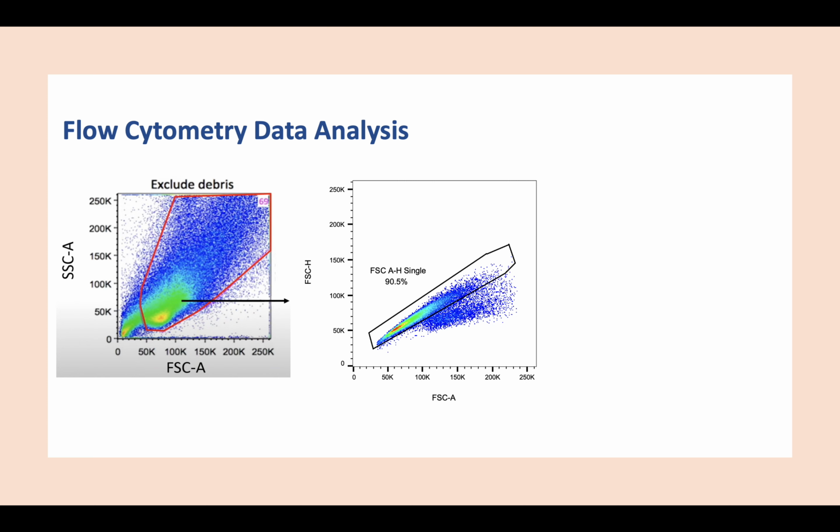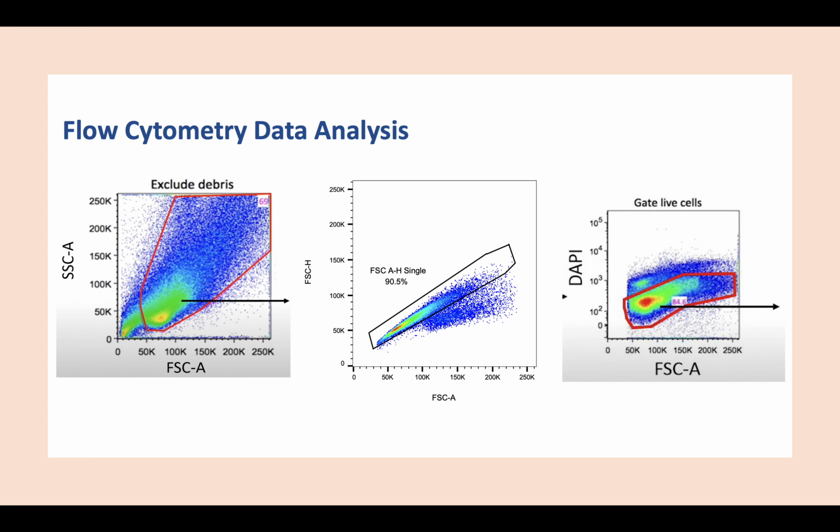The next thing that we can do is select only the live cells. In order to do that, we can use several dyes, and in this example, we're using something called DAPI, which is most commonly used to stain the dead cells. This way we can also gate for live cells and exclude dead cells from our analysis.